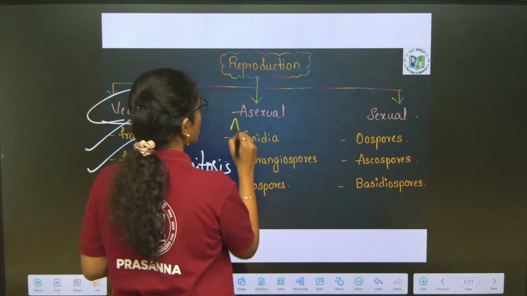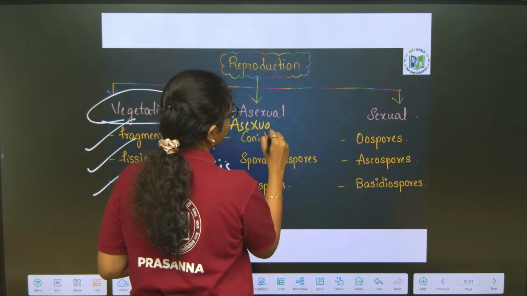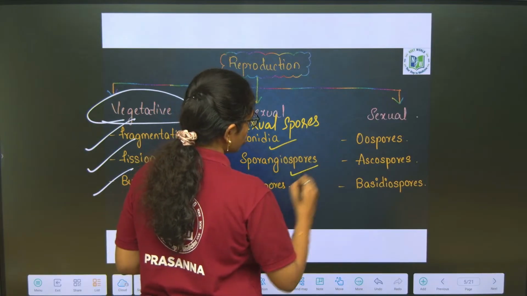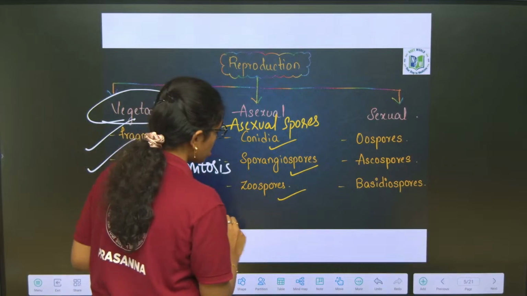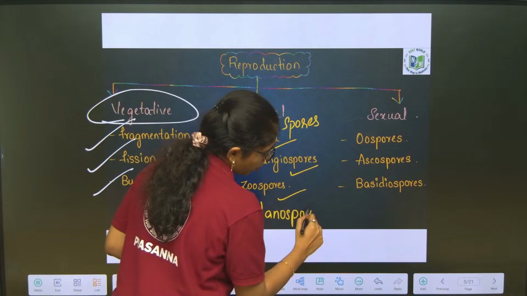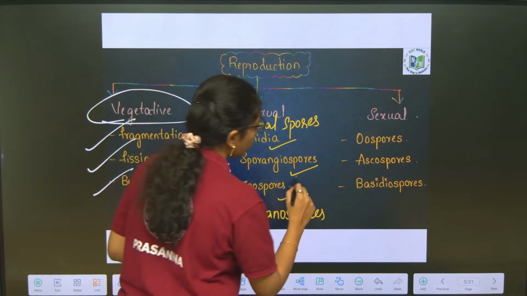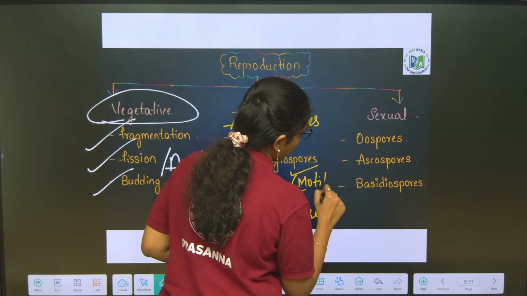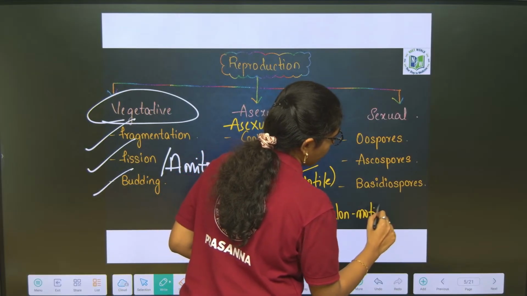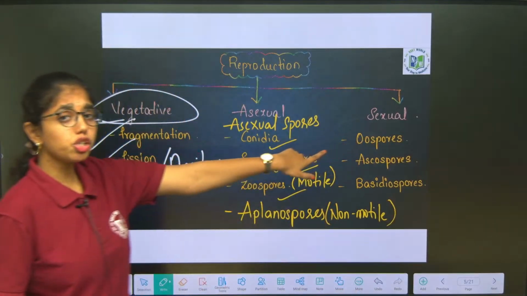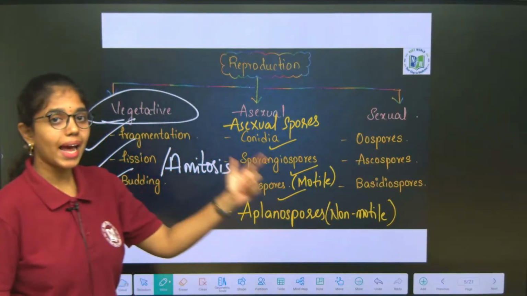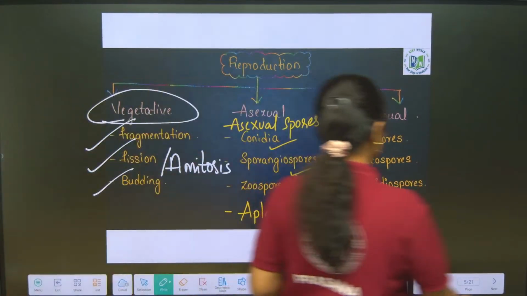Okay, asexual mode of reproduction is through spores. What are these spores? Asexual spores. They can be conidia, sporangiospores, zoospores and aplanospores. Zoospores here are motile, aplanospores are non-motile. Clear, right, ma'am? Next, sexual spores. Sexual spores can be oospores, ascospores and basidiospores. Till here it is clear, right, beta?